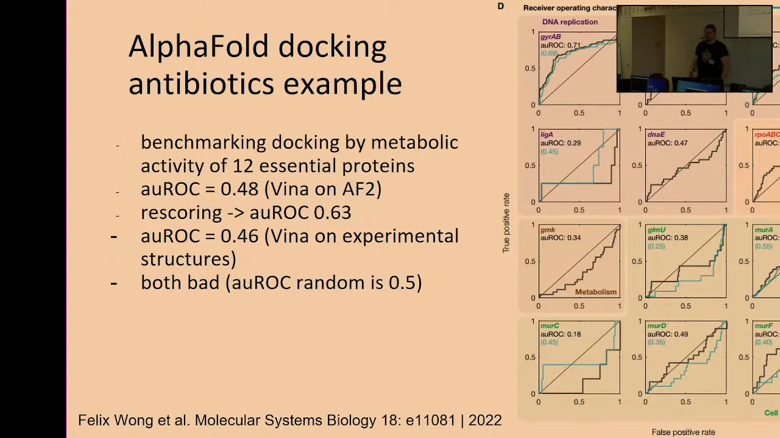So when this is all taken together, docking on AlphaFold 2 structures is basically average, this random part. But the experiment is also bad. It's also 0.46. Not much difference, but they found out that it's possible to rescore the docking results with additional deep learning methods and others, and they were able to reach 0.6. So that was an improvement over both cases.